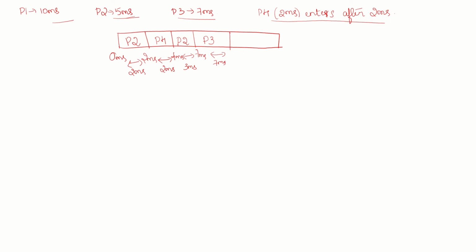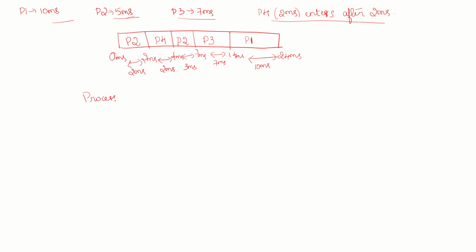After execution of P3 for 7 milliseconds, no one is there to interrupt it. So after 14 milliseconds, execution of P3 completes. At this particular time, P1 comes and executes for 10 milliseconds. So P1 takes a total of 24 milliseconds for the execution. Now we will draw the table.